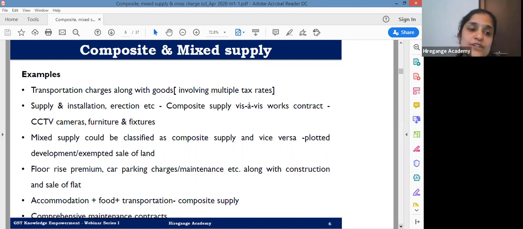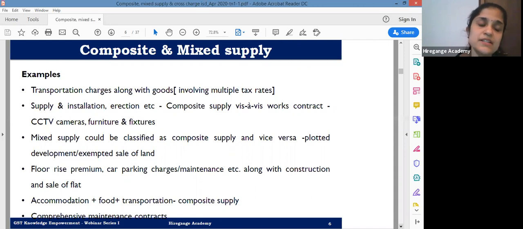Sometimes we will not only do a supply of the goods, but there could be installation, there could be the erection of a machine on the site. So here also we need to see, is it a composite supply where the predominating nature is that of the goods? Or could it be said that it is a works contract? Because what is a works contract? It is a contract wherein the material and labor are involved and it will be resulting into an immovable property.